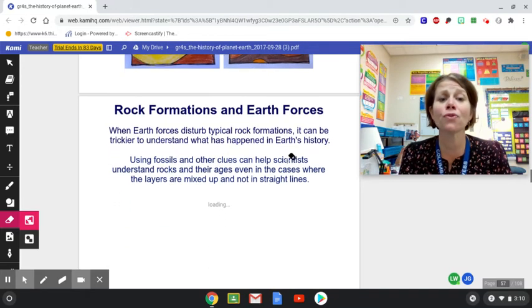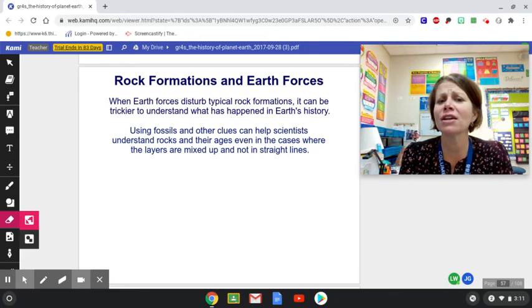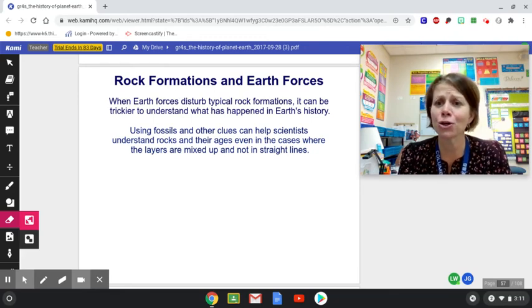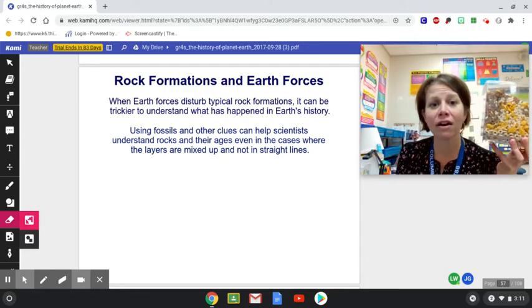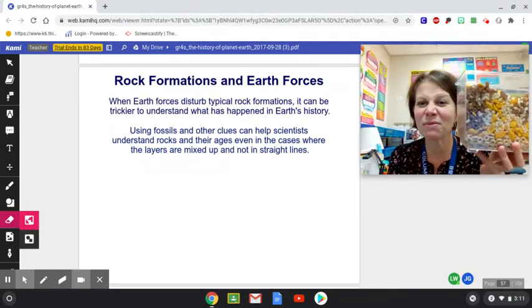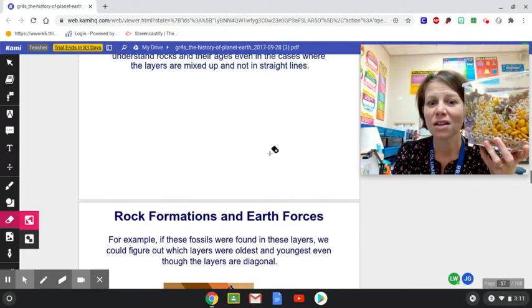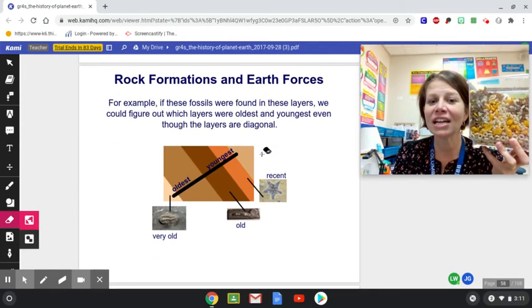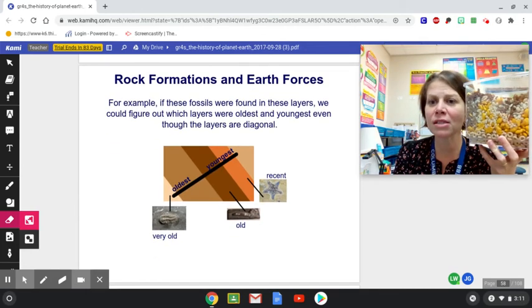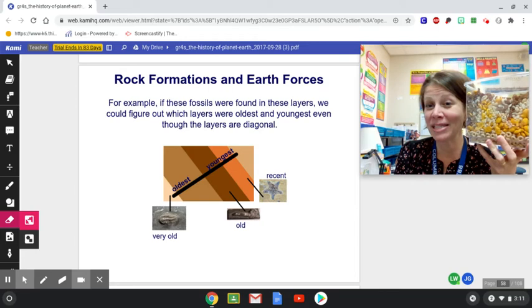So when Earth forces disturb typical rock formations, it can be trickier to understand what has happened to Earth's history. And bingo, look at this. There's no more straight lines, are there? So what do they have to use to be able to guess what life was like and what the history was? Well, they use fossil evidence, right? And so when they're looking at this, remember we talked about similar fossils means similar time. All right. So if there's different fossils, it means different times.